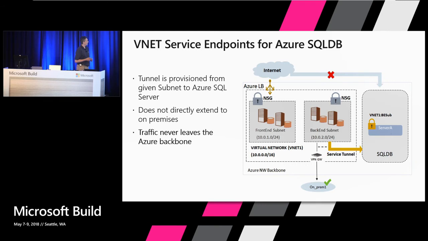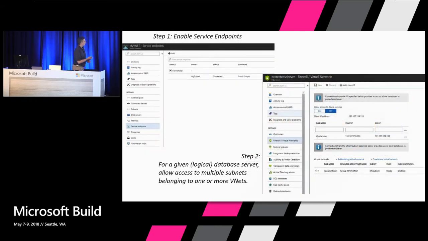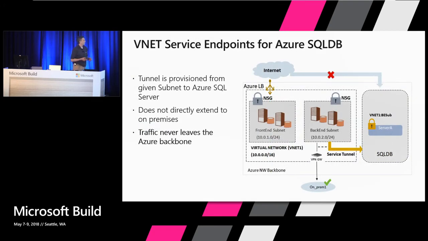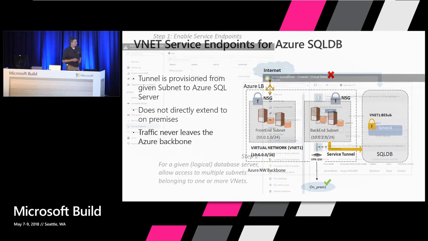I think the good news already here is that none of this is something that you have to create yourself. The service tunnel is all done underneath the covers. The experience is pretty straightforward. You create your service endpoint, and then for any given logical database server that you have, you just create a bunch of VNet rules that allow you to restrict the connectivity there. And finally, the traffic across from the subnet to your server all remains on the Azure backbone. So I think that's an update for you.